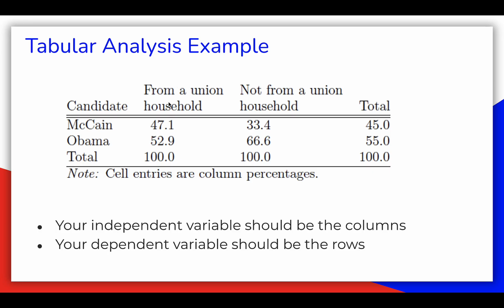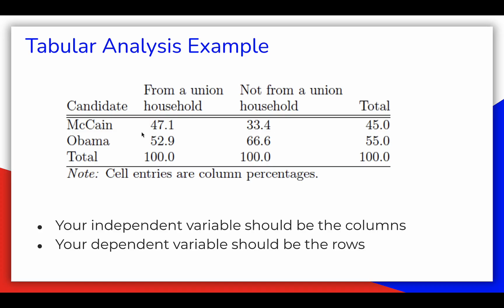Right here we can see from a union household in this first column and not from a union household in the second column. And then we can see vote choice in these rows, McCain, Obama, and that's our dependent variable. So the next step is to figure out what these values mean, okay?